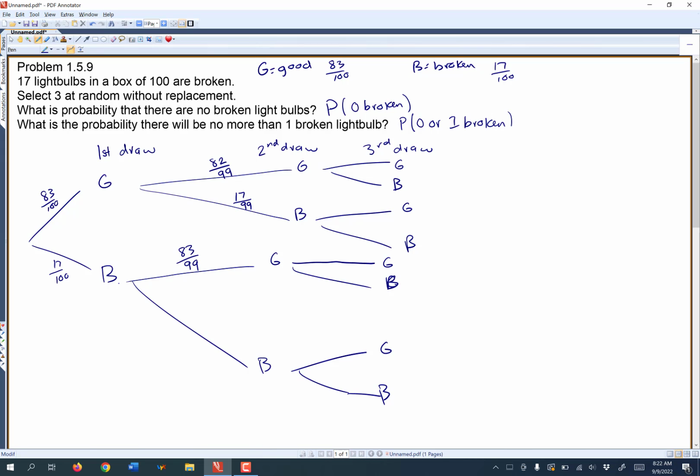If I had broken and then I want another broken one, well, I've already used the broken, so now there are 16 broken out of 99 total. So as you go through, you just have to be careful. You have to say, how many good have I already used? How many broken have I already used? What's left? Let's go to our third draw.